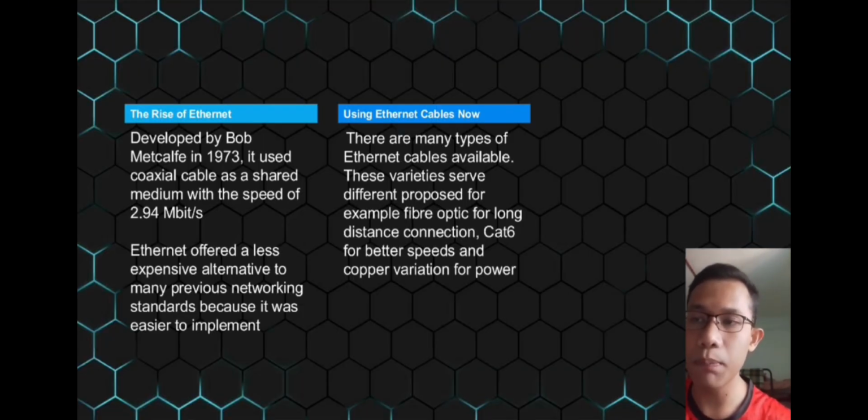In 1973, Bob Metcalfe invented something called Ethernet. Ethernet offered a less expensive alternative to many previous networking standards because it was easier to implement. Nowadays, we use Ethernet a lot across the world. There are multiple types of Ethernet cables such as fiber optics and Cat6.